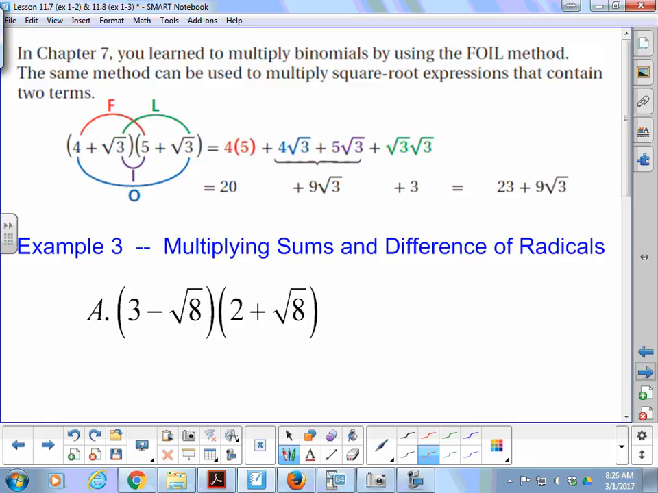Foiling, or using the distributive property twice. In Chapter 7, we learned to multiply binomials together, so we're going to do that with radicals. So, multiplying sums and differences of radicals. We do it just like we did if it said x plus 3 times x minus 5. Same procedures.